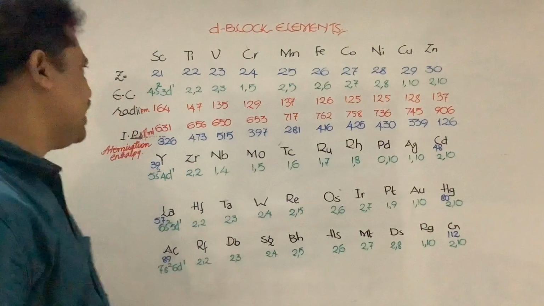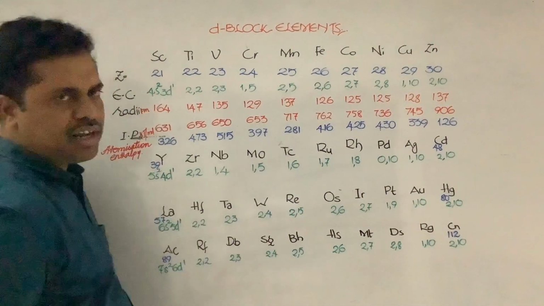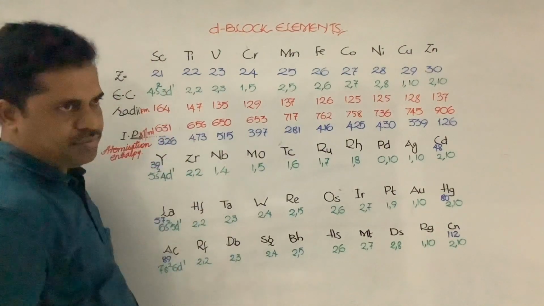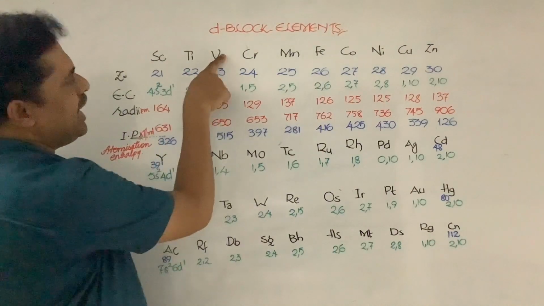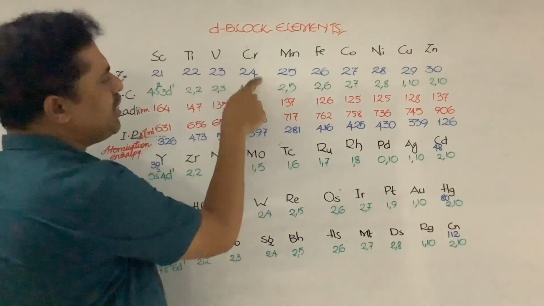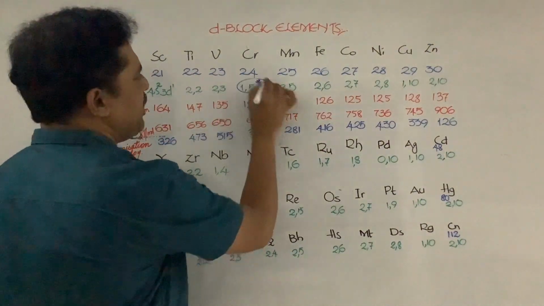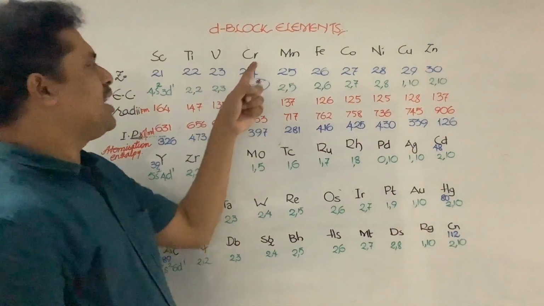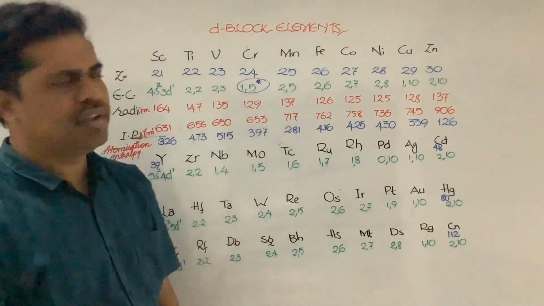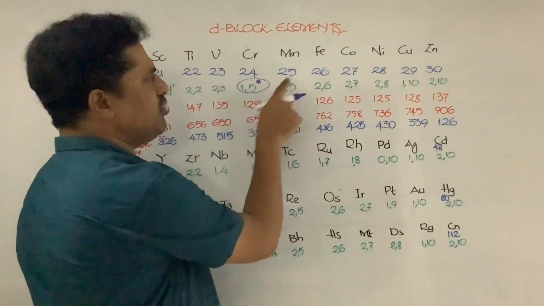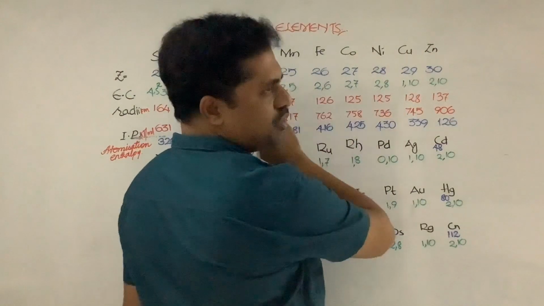First one, very interesting one, is electronic configuration. Scandium electronic configuration is 4s2 3d1. So d1 we expected. Titanium d2, vanadium d3, fine. Chromium, when it is coming, we are having here d5 configuration. So this is one very special. Chromium electronic configuration is 4s1 3d5 because of the half-filled stability d5. Manganese is routine 4s2 3d5. Iron is routine 4s2 3d6, cobalt 4s2 3d7, nickel 4s2 3d8.